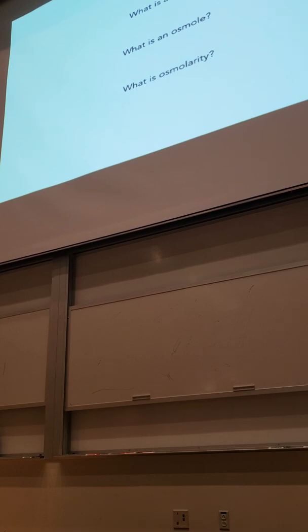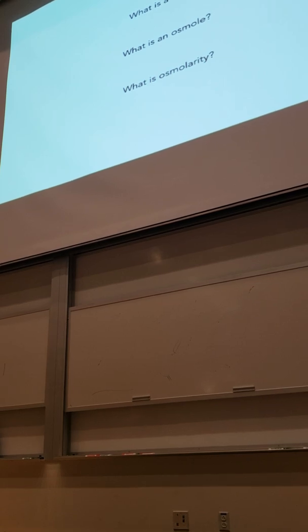Avogadro's number of molecules. Okay, so let's put this in biologist terms. It's a measurement of the number of molecules. A mole has a specific number. Is it 6.02 times 10 to the 23rd? Whatever. But it's a number of molecules.